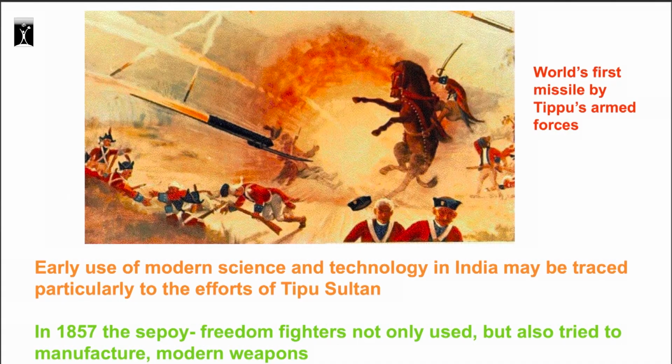Parallelly, there were Indian efforts to harness modern science and technology. One example is Tipu Sultan. Tipu Sultan's effort in improving the rockets for firing missiles is very well known today. So Tipu Sultan tried to use modern science and technology. He was trying to develop missiles out of the rockets, which were essentially used for spectacle. Right?